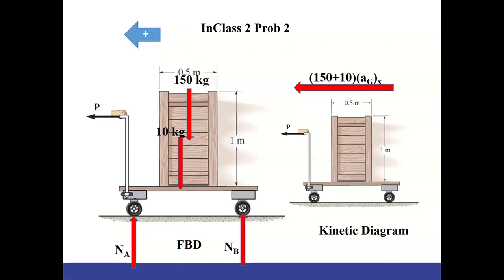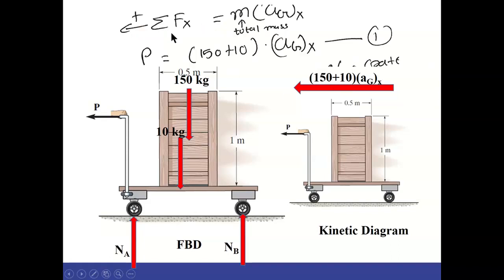Now you apply the equation of motion for the x direction only. You consider all the forces from the free body diagram that act in x, equal to mass times acceleration from the kinetic diagram. So the sum of all the forces in x, going left as positive, is equal to the total mass multiplied by the acceleration of the entire system, where there is only one force that acts in the horizontal direction, that is P. So P is equal to 150 plus 10, which is 160, multiplied by a_gx. Let's call this equation number 1, and we need to calculate this P only.